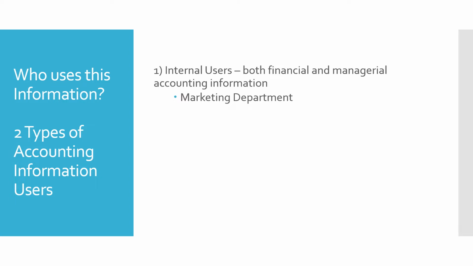So we took a quick look in the last video at financial statements, or two of the four financial statements. We looked at an income statement and we looked at a balance sheet. So who uses that information? Or in other words, for whom are we preparing that information? Some of the users are internal users, and by that we mean that the users are internal to the organization.